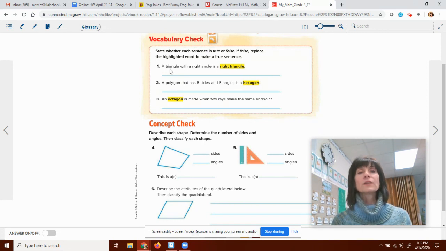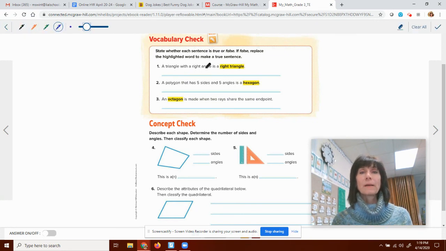Number one, a triangle with a right angle is a right triangle. Is that true or is that false? Well, if it has a right angle, then that is definitely true. So you can write the word true on here. And I'm just going to put a T for now to make it easier.